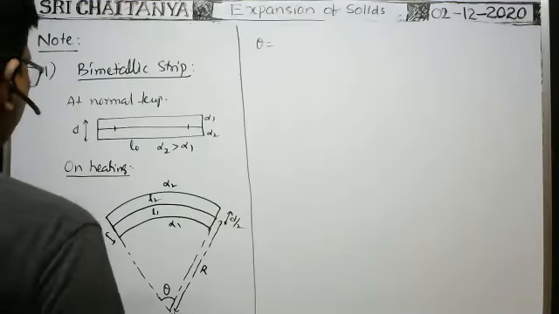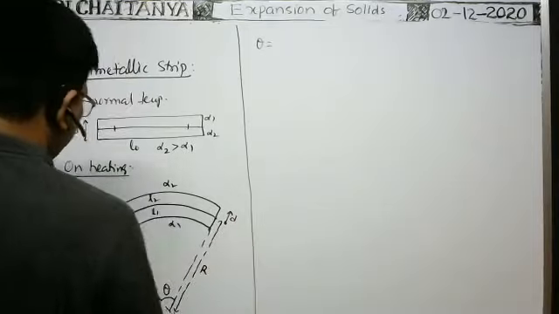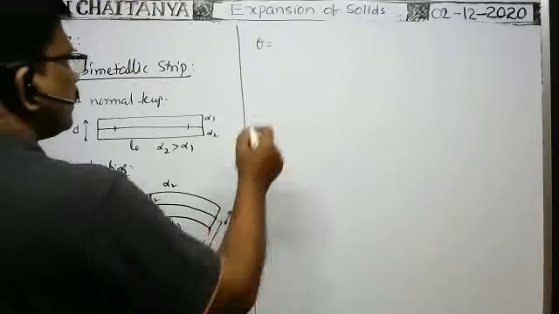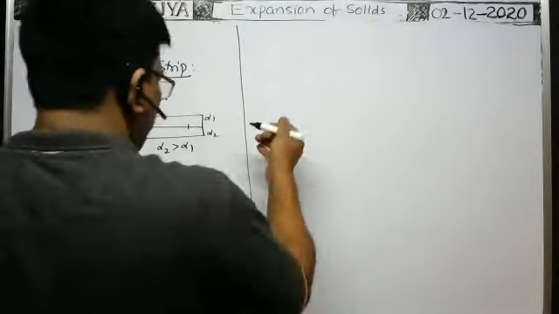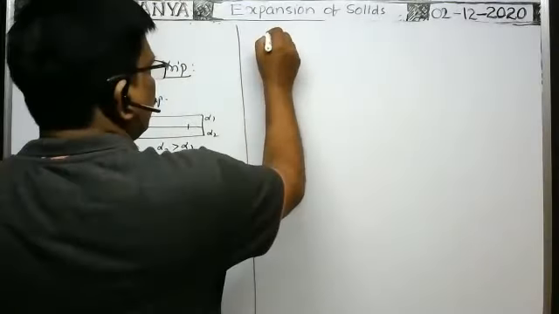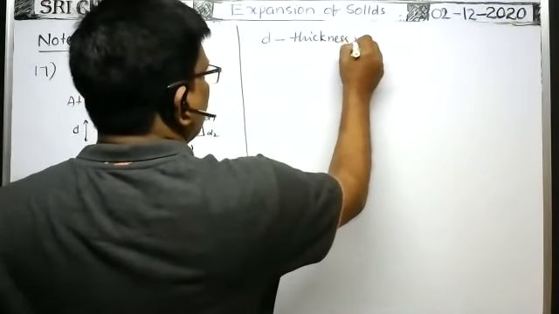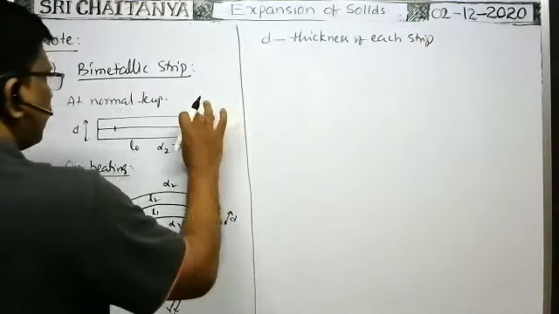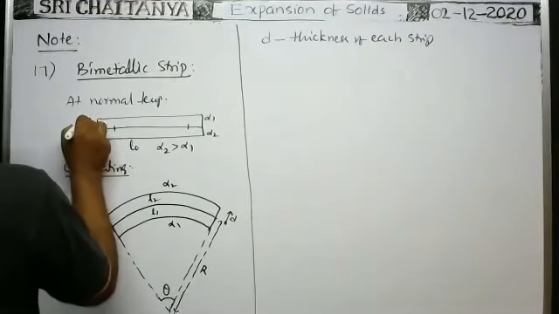While deriving the formula, he has taken the thickness of each strip as d. You remember that point: d is the thickness of each strip, because we have to follow the same symbol. Of course, we can do this otherwise also, but we have to follow the same symbol. You follow that point. That means the total thickness of the bimetal strip becomes 2d, and the thickness of each strip is equal to d.